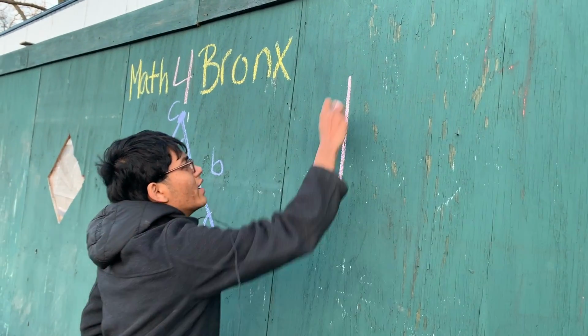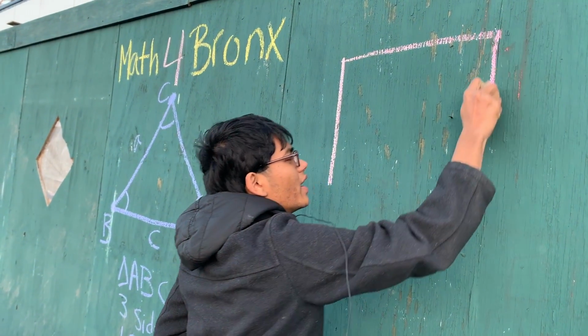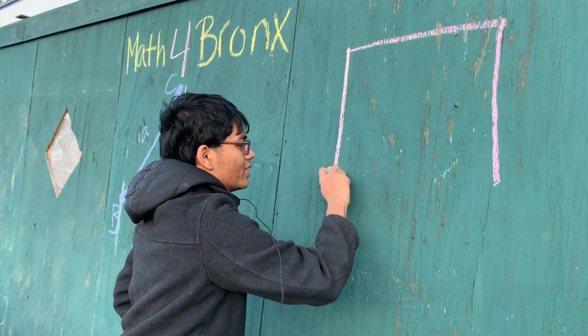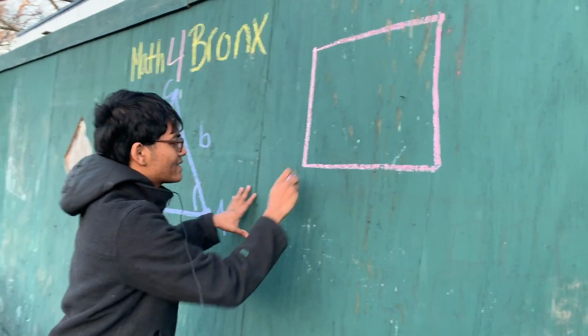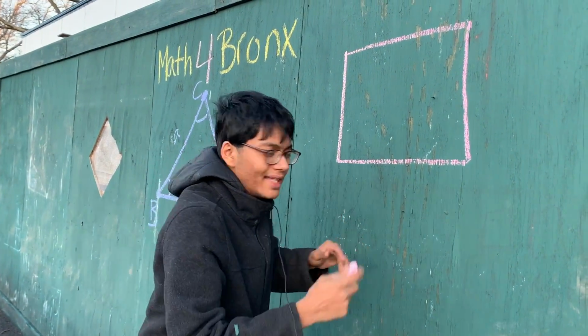A square. So here we have a square. You can also call it a quadrilateral. Anything that has four sides is a quadrilateral. So, a square has four vertices. Vertices are where line segments meet.